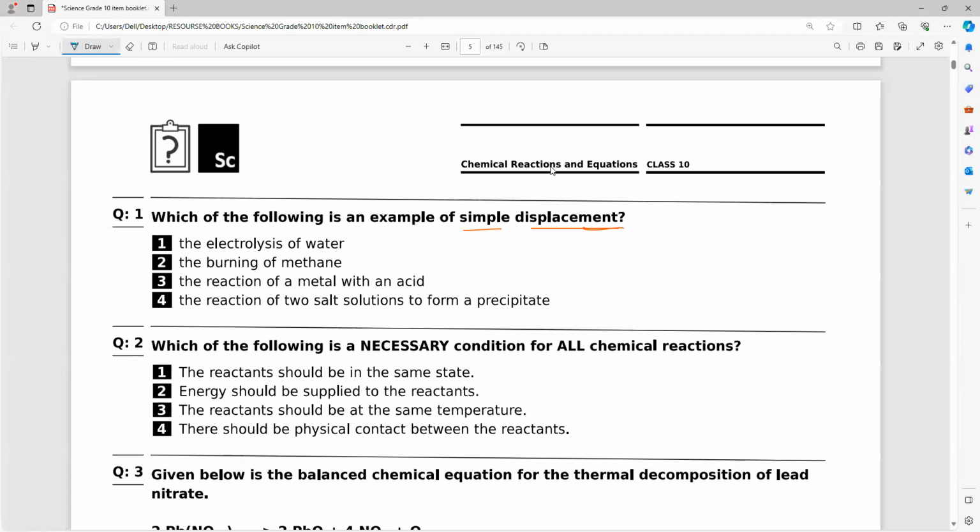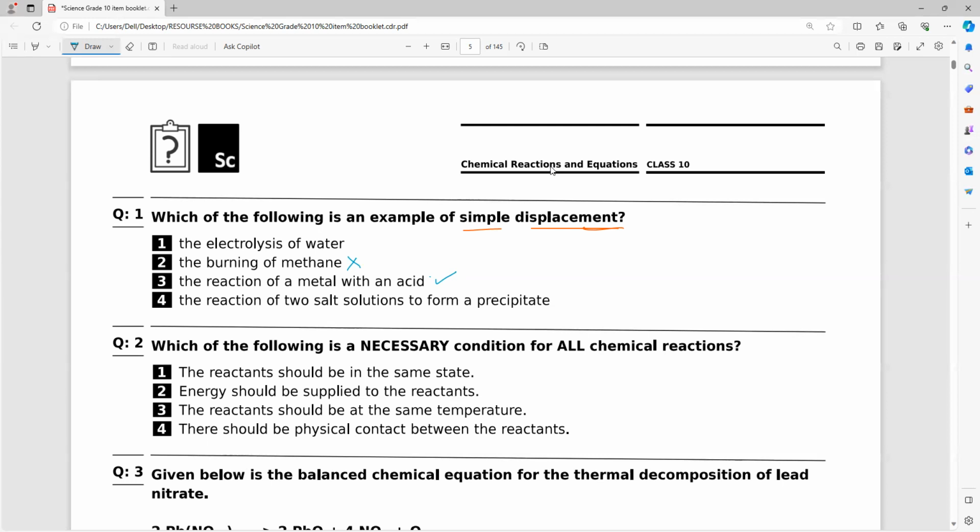So we all know that, everybody. Burning of methane. Burning is a combustion reaction. The reaction of metal with an acid. Metal reacting with acid. What reaction, everybody? Reaction of metal with an acid. What reaction? Displacement reaction. You take any displacement reaction. Electrolysis of water.